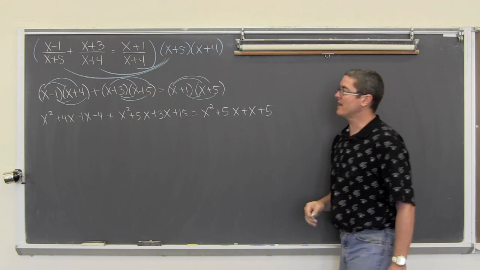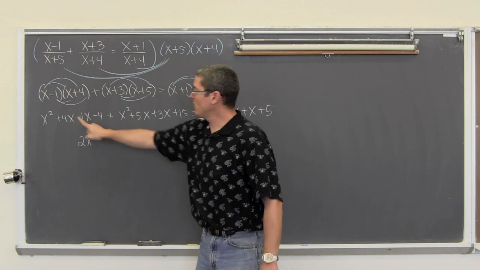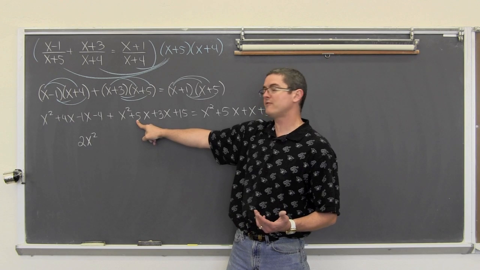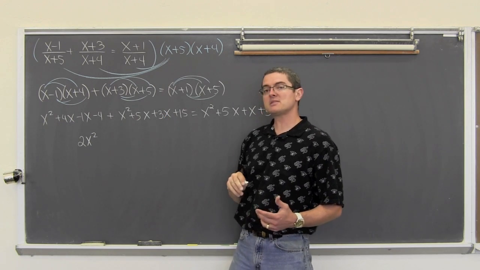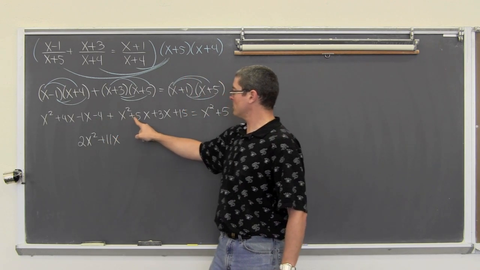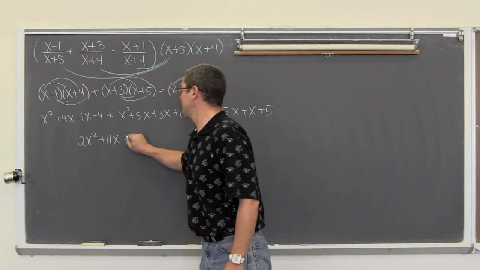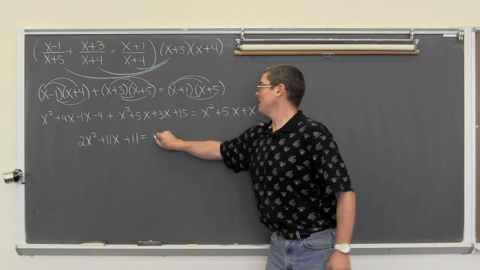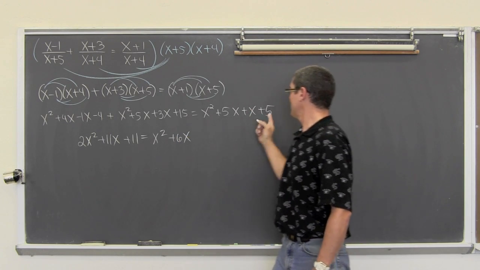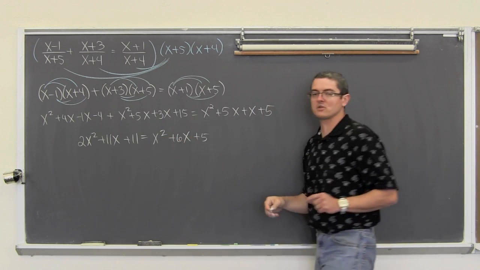Well, we've got a lot of like terms to add up here. We have x squared and x squared is 2x squared. We have 4x minus 1x is 3x. Now we have 3x and 5x is 8x, and then plus another 3x is 11x. We have negative 4 and positive 15, so 15 minus 4 is 11. Equals x squared. We have 5x and 1x, which makes 6x. Plus 5.